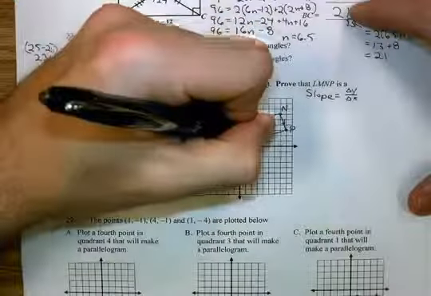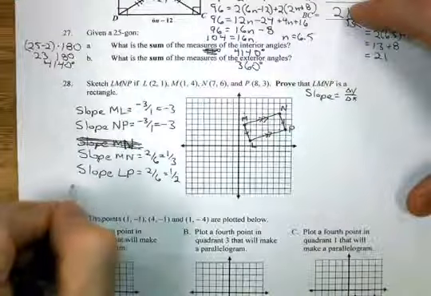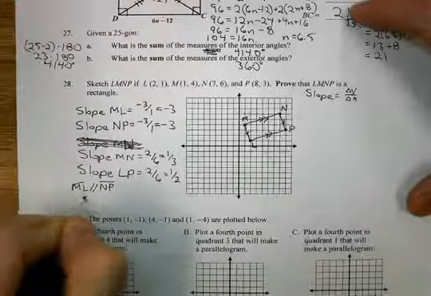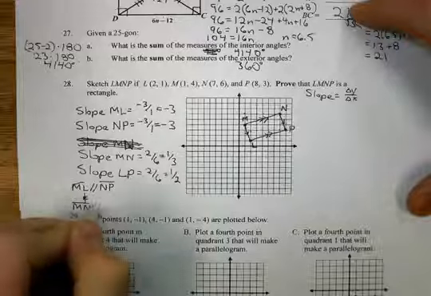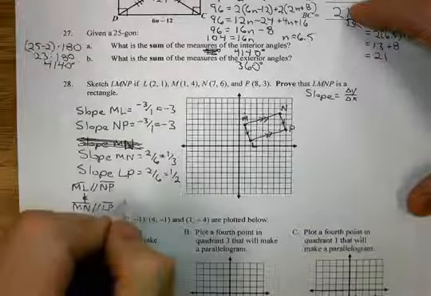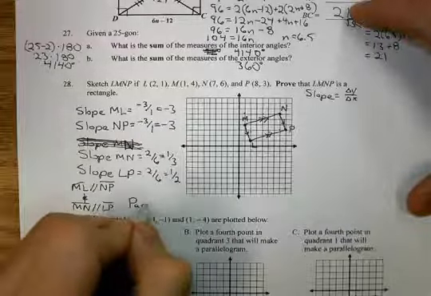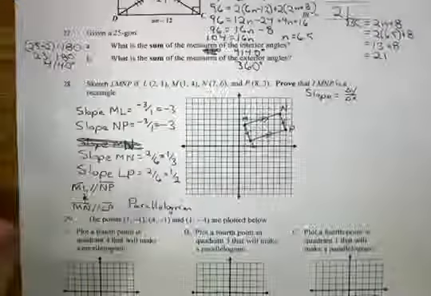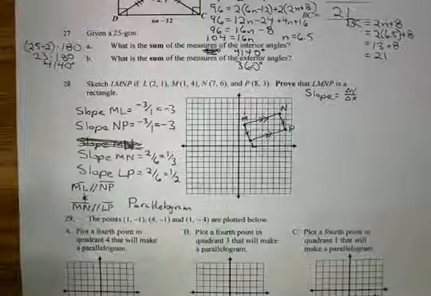So thus far, since ML is parallel to NP and MN is parallel to LP, I know I have at least a parallelogram, because again, opposite sides are parallel. But that's not what it's asking for. It's asking for a rectangle.